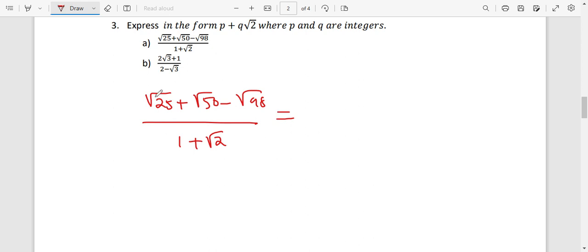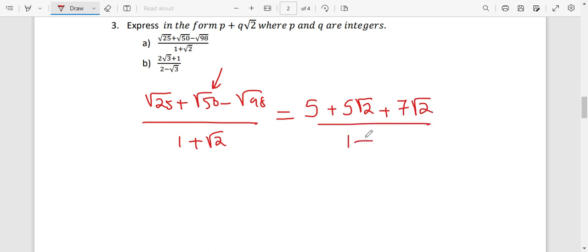Okay, root 25, we know that is already a 5. We know 50 is the same as 25 times 2, meaning that root 50 is the same as square root of 25 is a 5, and then we're going to remain with a root 2. And then 98 is the same as 2 times 49. The square root of 49 is a 7, so that will be 7 square root of 2. Then divided by 1 plus square root of 2. And this gives you, add like terms, that will be 5 plus 11 square root of 2 divided by 1 plus square root of 2.